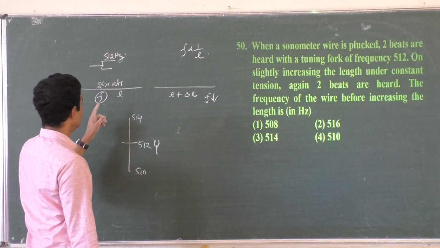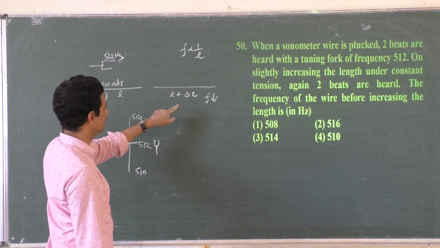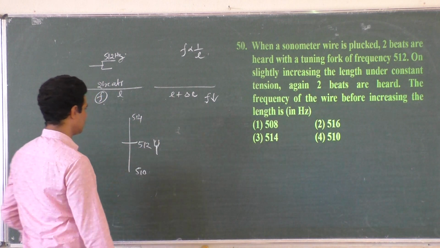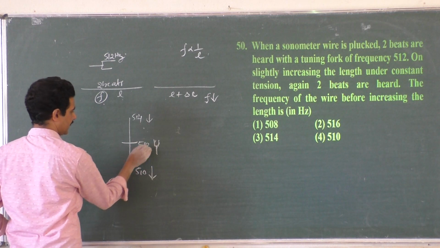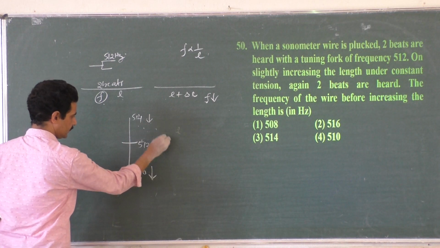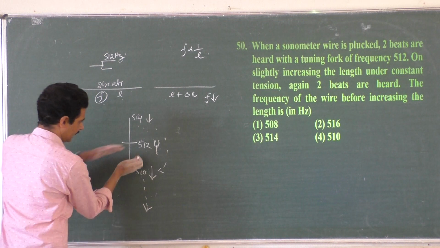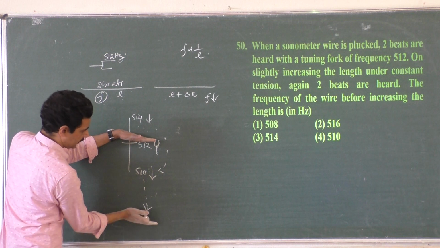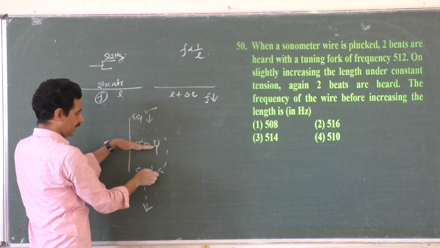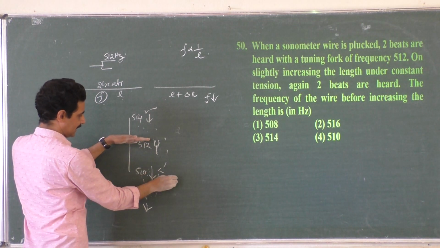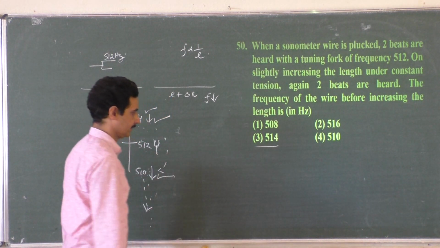Now what are we doing? When length is increased, again 2 beats are heard. Length increased means frequency is decreased. If this is decreased, it may come to 512, and again 2 beats are heard. If this is decreased, it will keep on decreasing and keep increasing the difference from 512, because the tuning fork is constant. If this is the answer, it may come here and produce again 2 beats. If this is the answer, it will never produce 2 beats with this one. 514 is the correct answer.